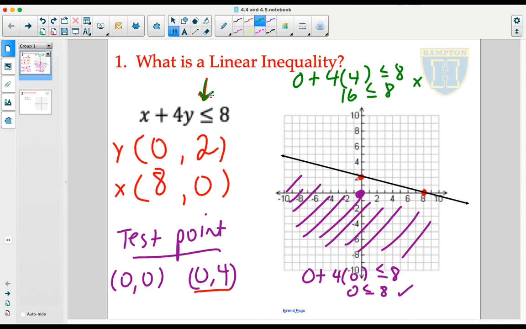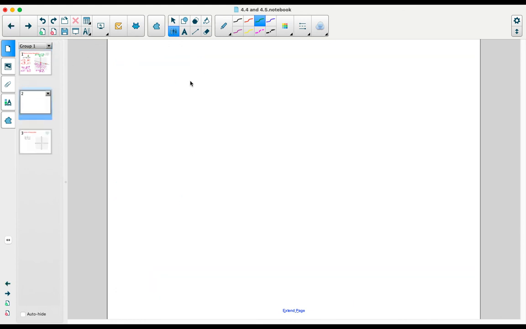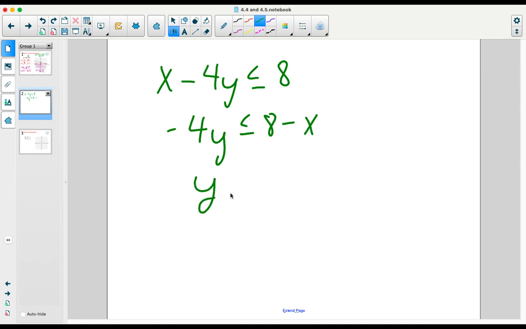So while I ended up shading below, that was not because the original inequality direction was less than. I could write an inequality where that direction is going to change. Here would be an example, something that looks very similar, but if I was to try to solve it, because I divided by a negative, I end up with it actually facing the other direction.